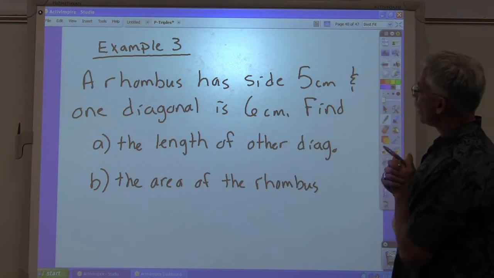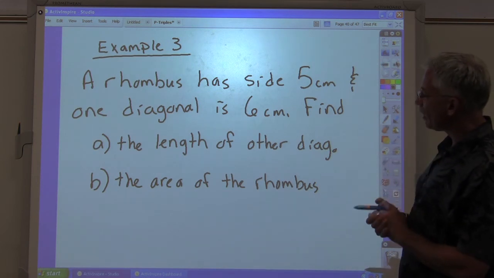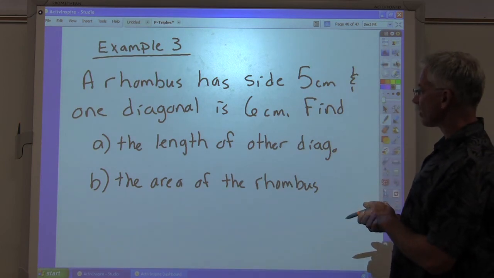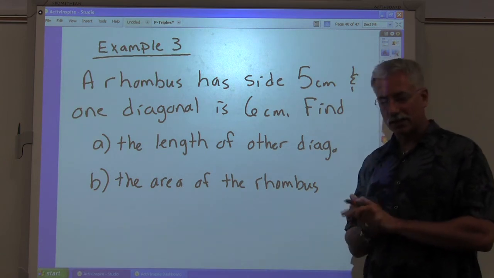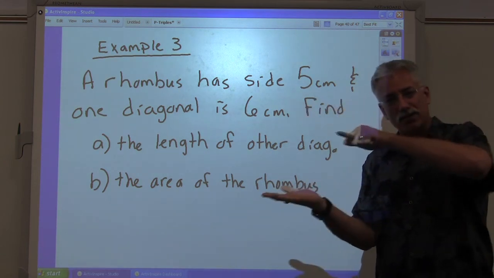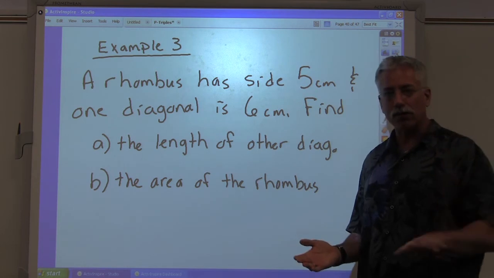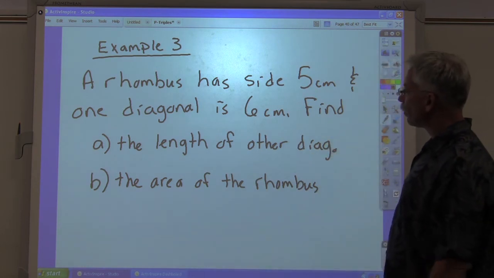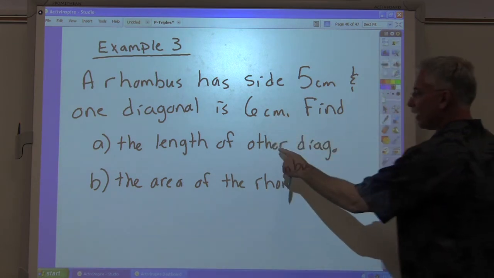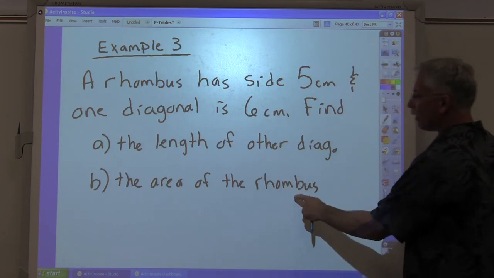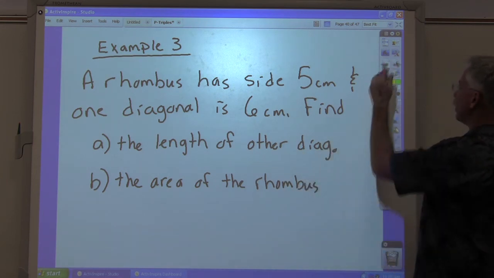Okay, let's try another one here. I have this rhombus, you guys. A rhombus has side 5 centimeters and one of the diagonals is 6. Okay, first of all, a rhombus, you guys, is like a square being squished over. It's an equilateral quadrilateral. So one of the diagonals is 6, so find the length of the other diagonal and then the area. Well, once I find that, this one's easy, you guys.